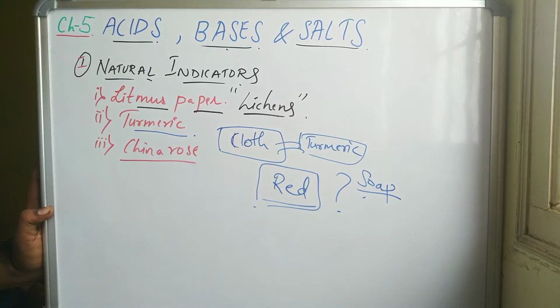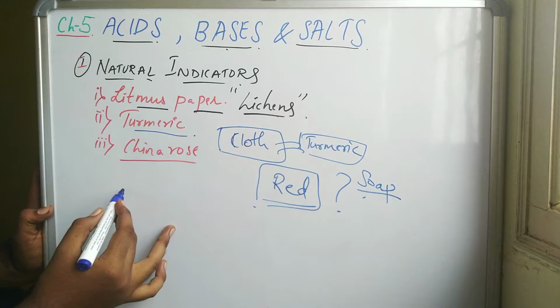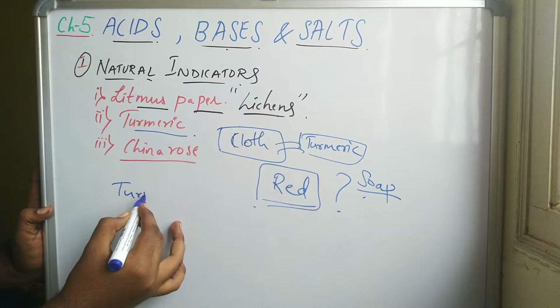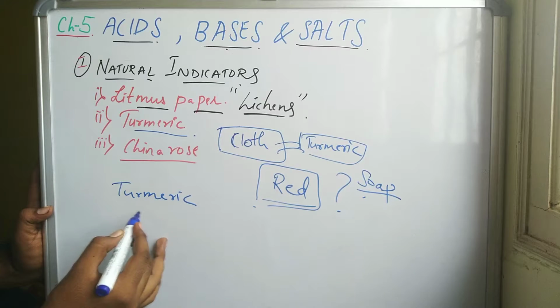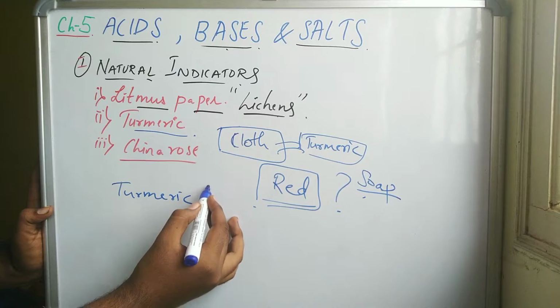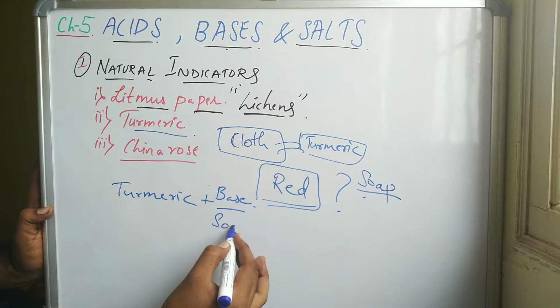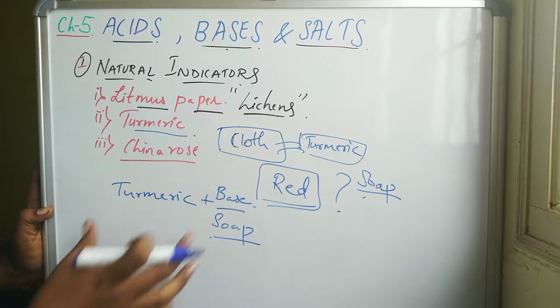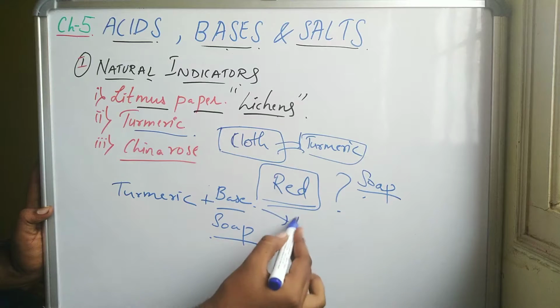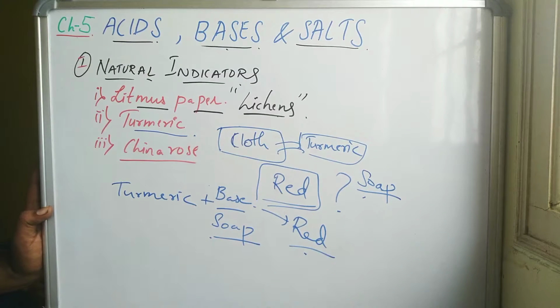So basically, the turmeric paste reacts with what? Base, we can say. What is the base here? Soap is a base. When it reacts with base, it gives color red. This you have to remember.